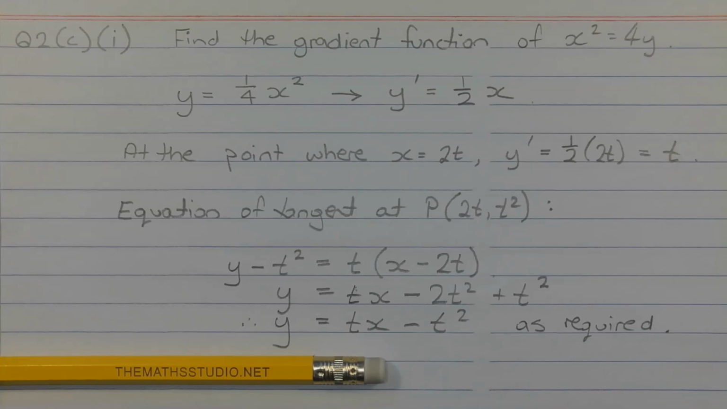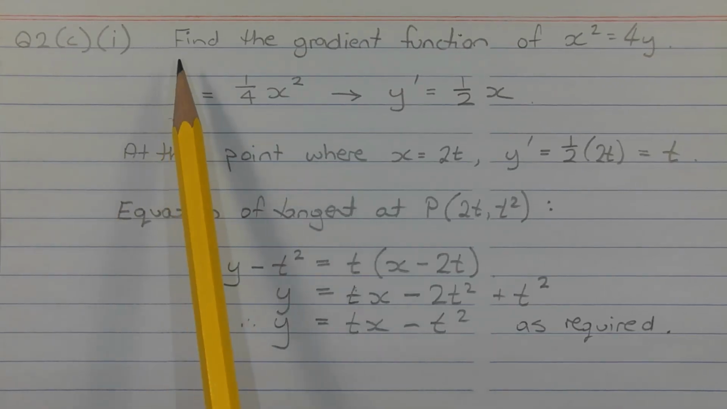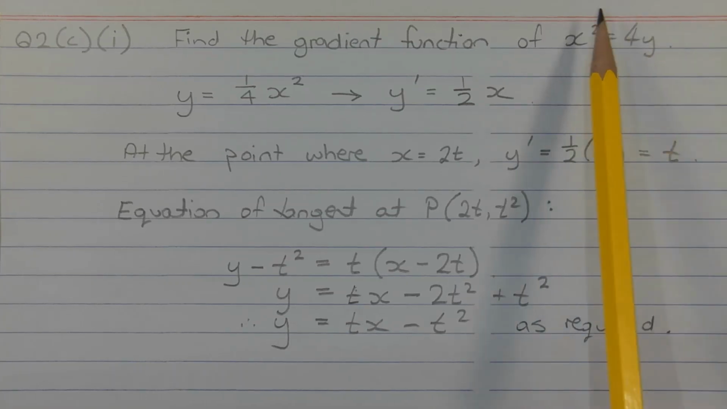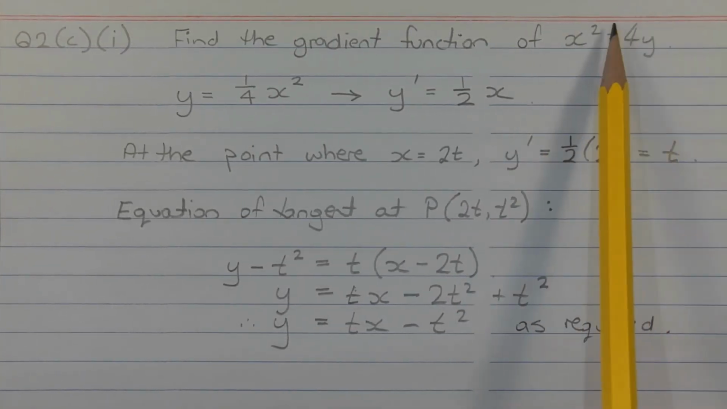In order to find the equation of the tangent at point P, I need the coordinates of the point where the tangent contacts the parabola, which we do know, which is (2t, t squared), but we also need the gradient of the tangent at that point. So I'm going to find the gradient function of the parabola x squared equals 4y and then use that to find the gradient of the tangent, and then use the point gradient formula to find the equation of the tangent at point P. So I'm going to rearrange this equation here to make y the subject.